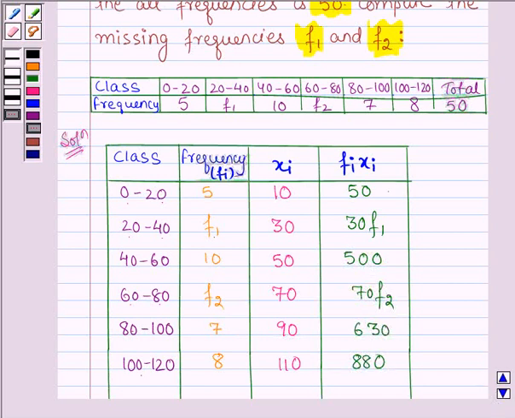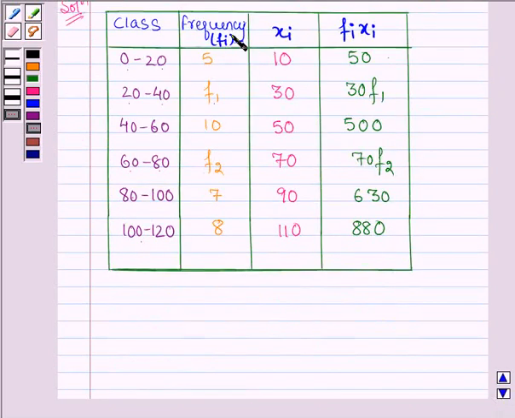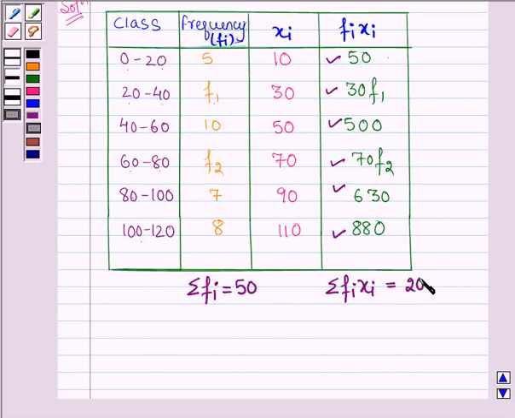Now we are given that the sum of all the frequencies is 50. So summation Fi is already given to us, and this is equal to 50. And now let us find summation Fi Xi. That is, we shall add all these 6 values to get summation Fi Xi, and on adding we get 2060 plus 30 F1 plus 70 F2. We have to find the missing frequencies F1 and F2.